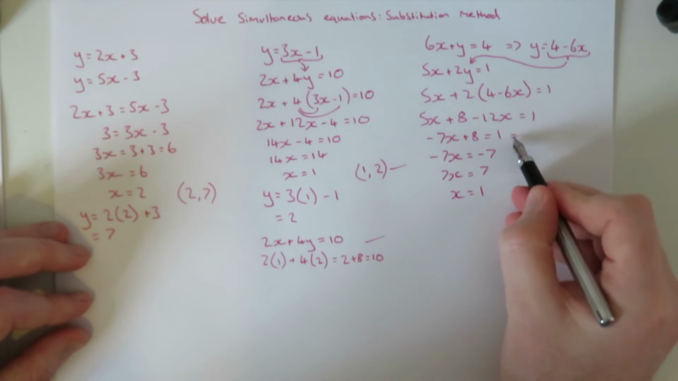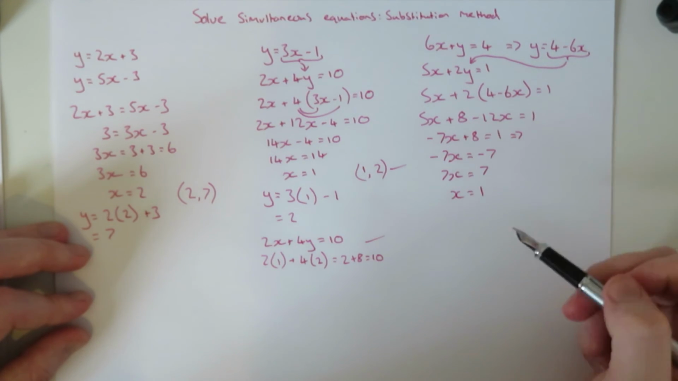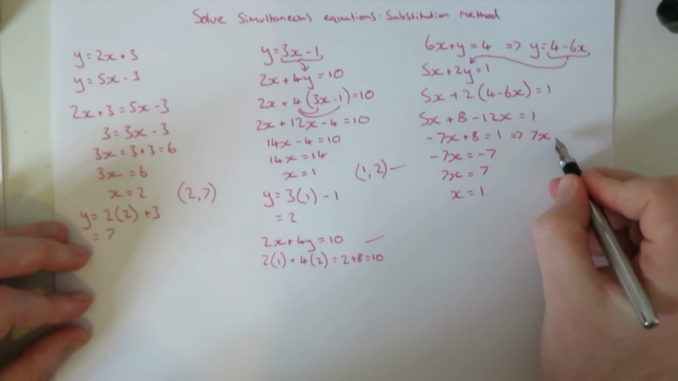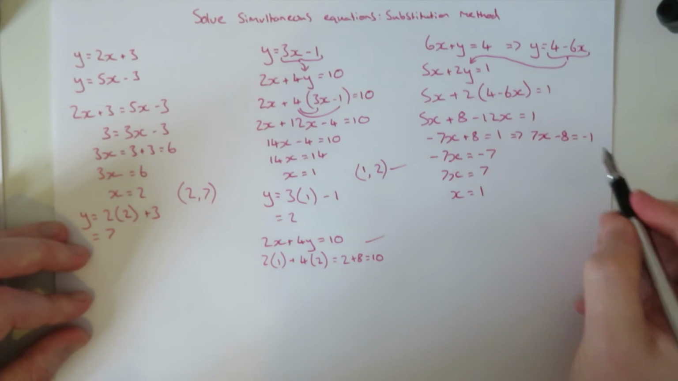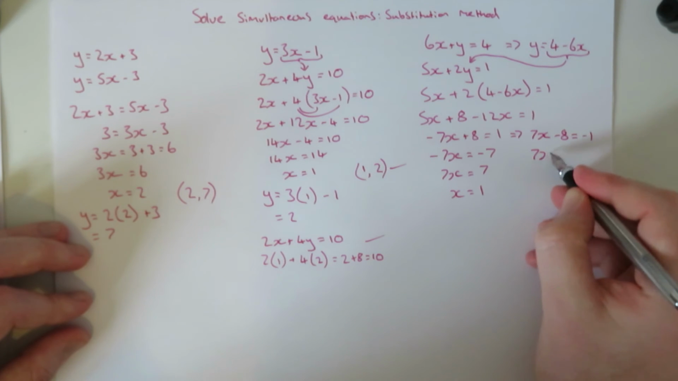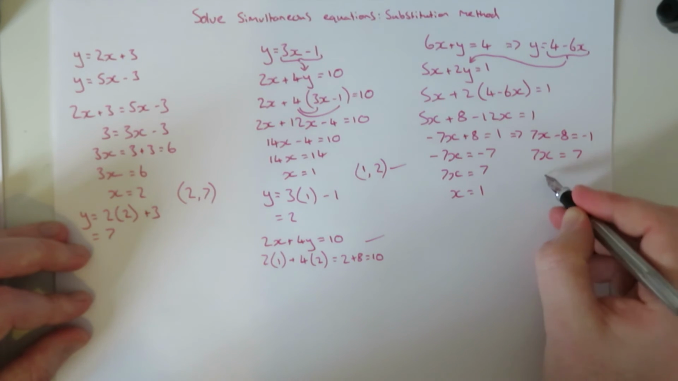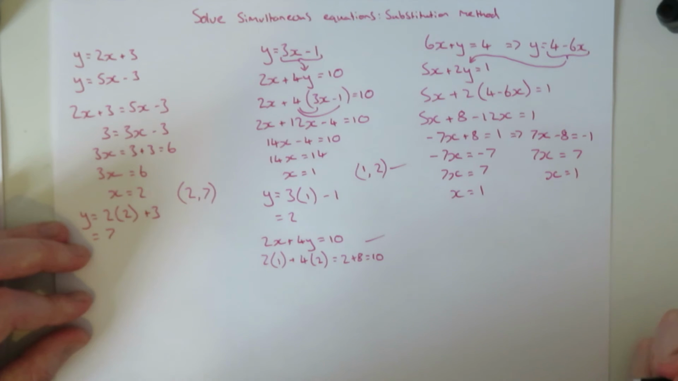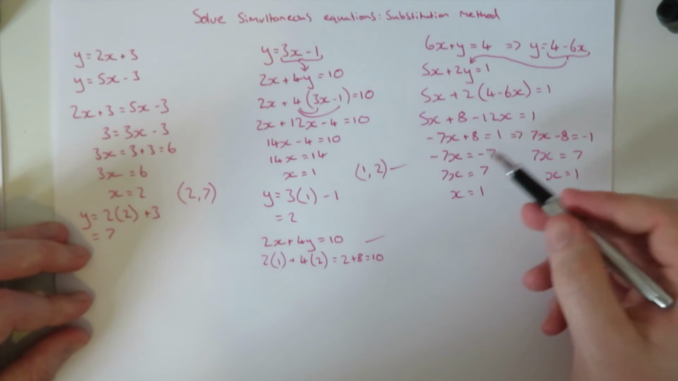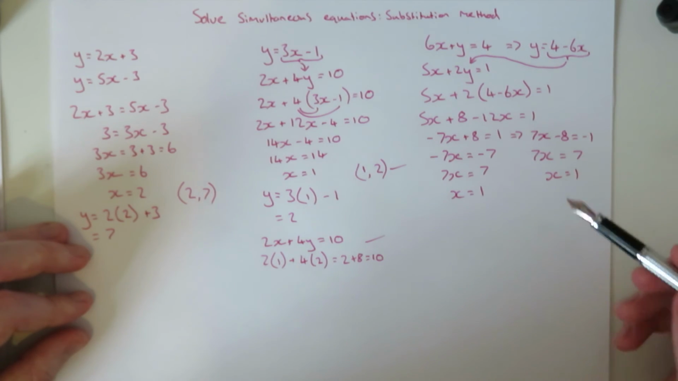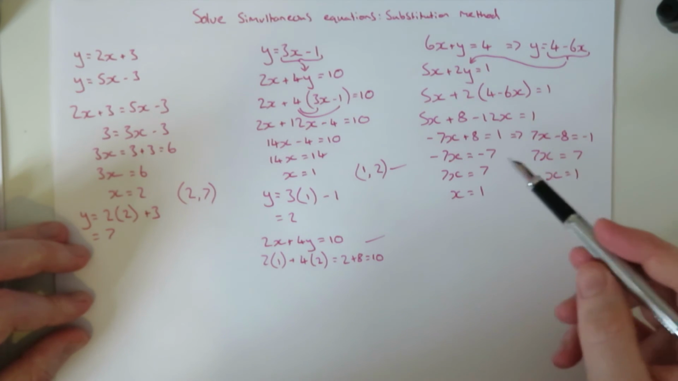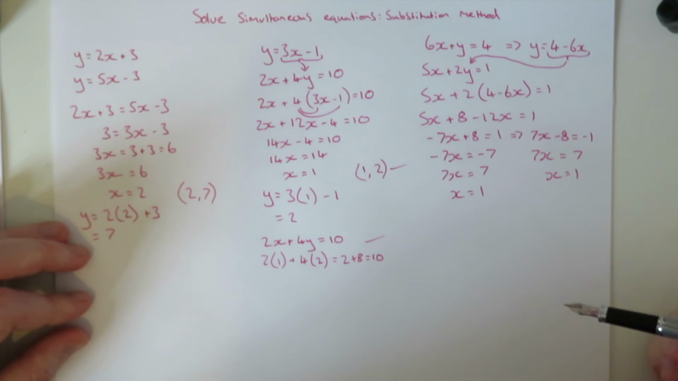Alternatively here, you could times everything here by minus 1 and have 7x minus 8 equals minus 1, and then plus 8 on both sides. Follow that through, you'll get x equals 1. Different people will naturally solve things in a slightly different way, so I'll try to show multiple approaches in a lot of examples that I give.